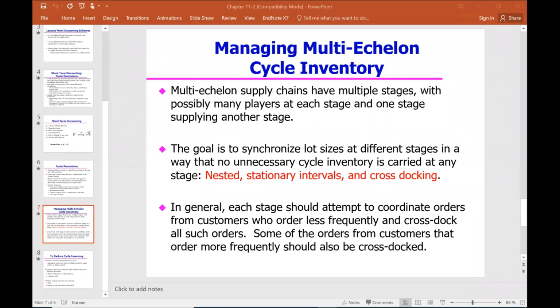Okay, as you know, most supply chain systems have more than one stage, so-called multiple echelon. Under this situation, the goal is still how to minimize the cycle inventory in the entire system. In order to manage the cycle inventory in the entire system, what we have to consider is not only the order size, we have to focus on the timing of order. Okay. So for example, let me get to the notes.